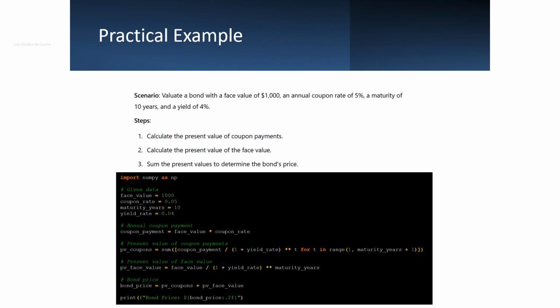First, calculate the present value of the annual coupon payments. Next, calculate the present value of the face value at maturity. Finally, sum these present values to determine the bond's price. Using Python, we can perform these calculations efficiently.